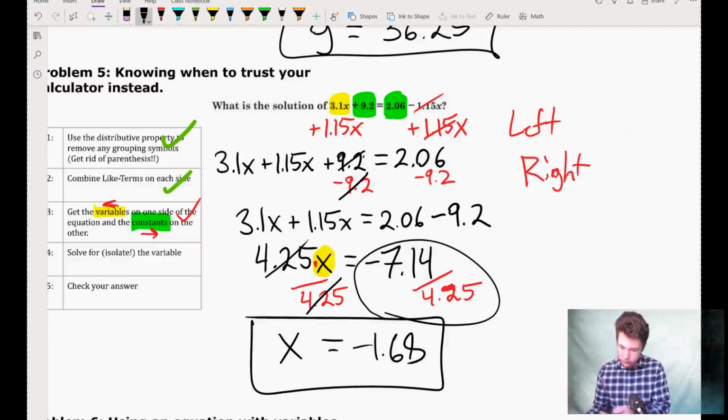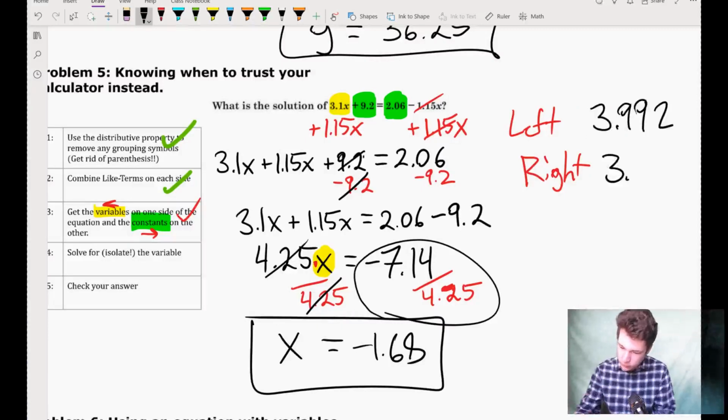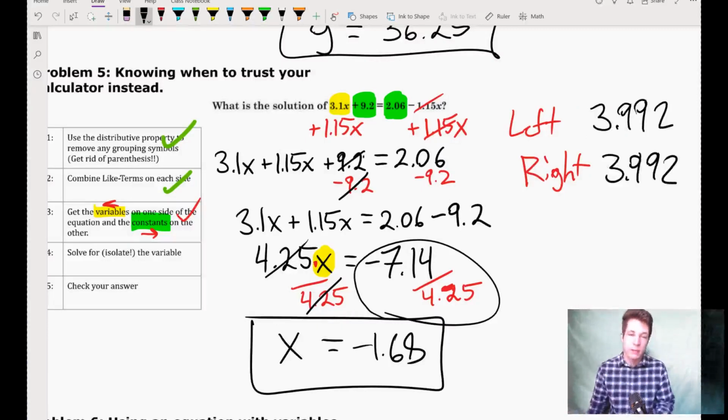Let me check. Okay, my left side matches the right side, which means that now we are correct. I left that in just to show you. It's very important to check your work. Let's do the next problem.